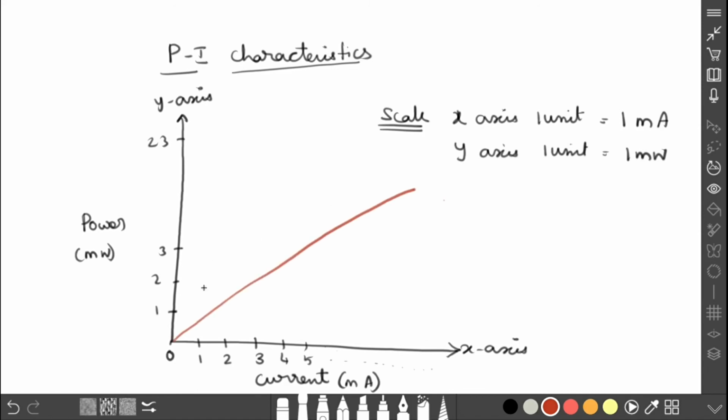So by seeing the graph, what we can say: when current increases, power is also increased. So that characteristics we observed through this experiment. When current increases, power is also increased. But in the previous case, up to a certain value, the current is not at all increased. But here there is no change like that. As per the current, the power is also increasing linearly. So this is the characteristics we observed.